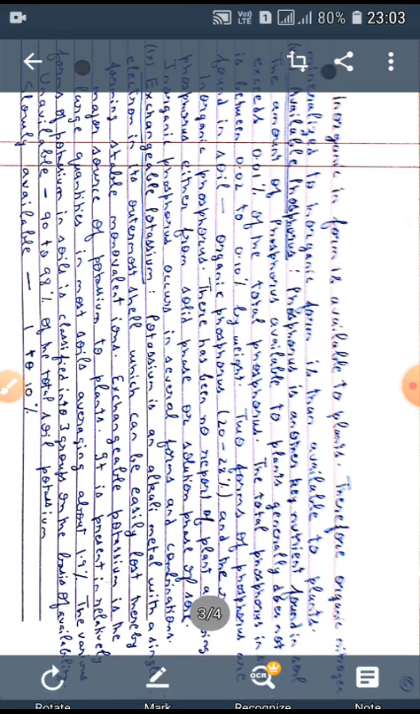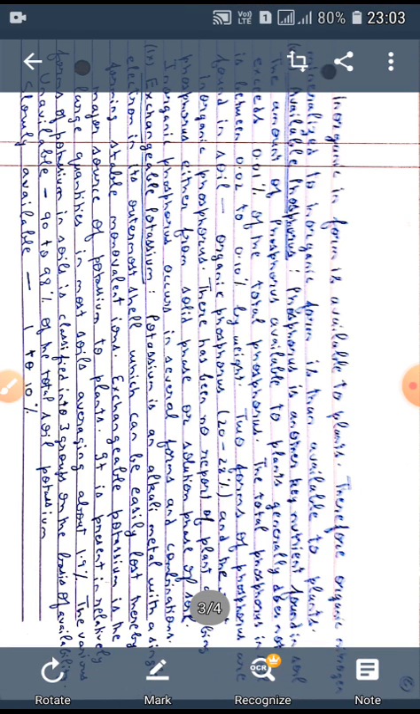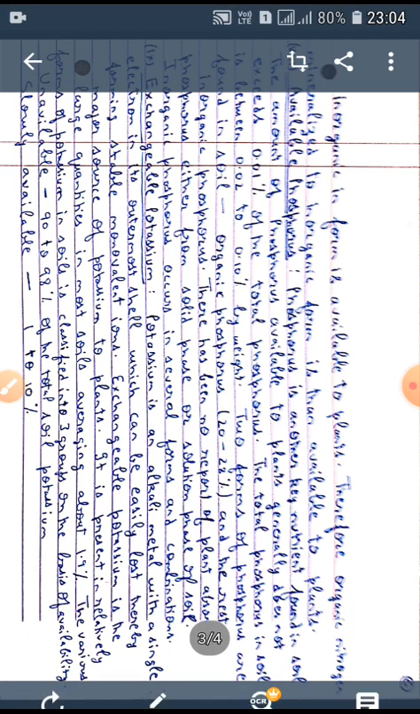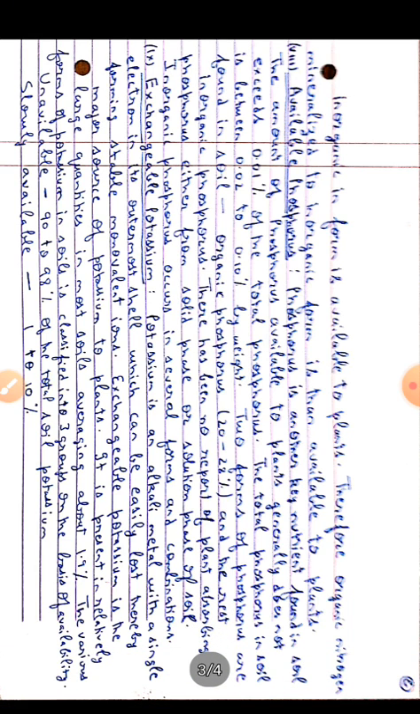Next parameter is the available phosphorus. Phosphorus is another key nutrient found in soil. The amount of phosphorus available to plants generally does not exceed 0.01% of the total phosphorus. The total phosphorus in soil is between 0.02% to 0.10% by weight.